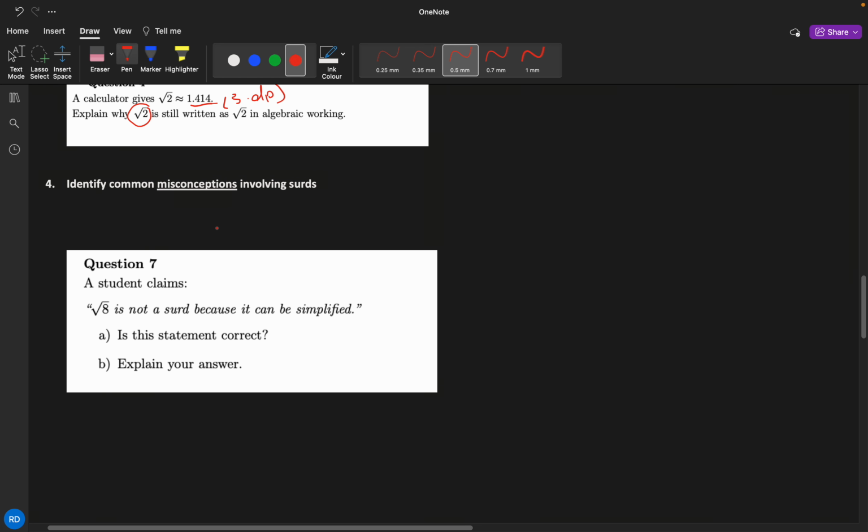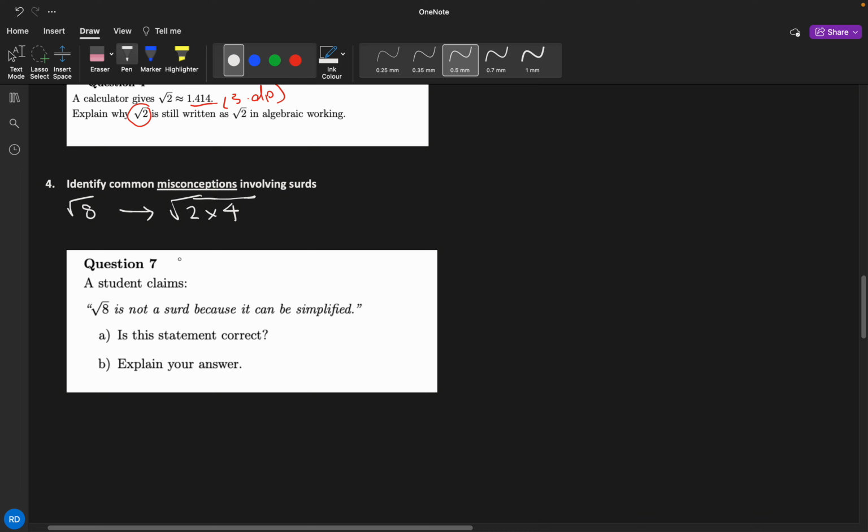And then finally, we'll do common misconceptions involving surds. So this is where I'm going to go over the simplification of surds. There's a misconception that if you simplify the root, it's not a surd, but it is, and I'll just show you why here. So let's say you have square root of 8. A way you can simplify this is looking at its factors. So that is actually 2 times 4. Do you agree? Because 2 times 4 is 8, so then it's technically the root of 2 times 4.